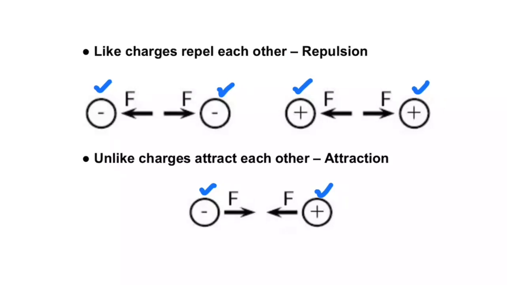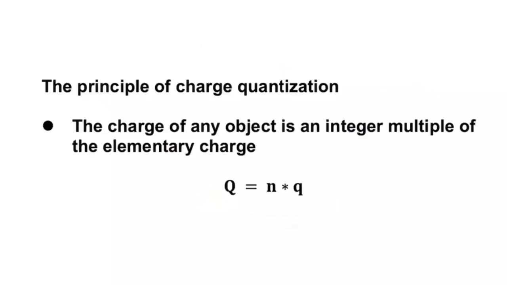Let's move to the following concept. We're saying that if we have an excess of electrons, the atom is going to be negatively charged. But what is the amount of charge? If we have 2 electrons, what will be the amount of charge? If we have 3 electrons, what will be the amount of charge? Let's talk about the principle of charge quantization. In talking about this principle, we are going to be able to calculate the charge of an atom if we know the electrons in excess.